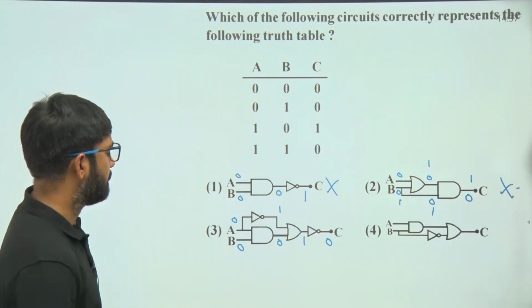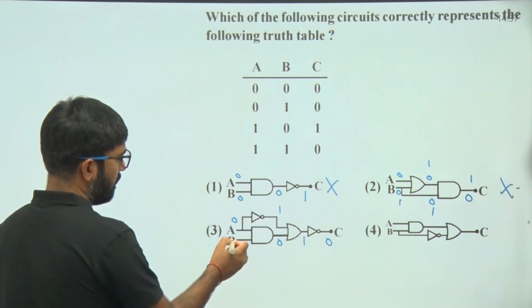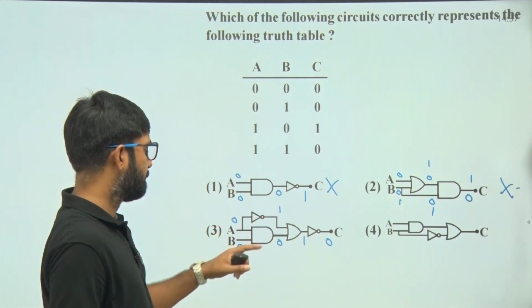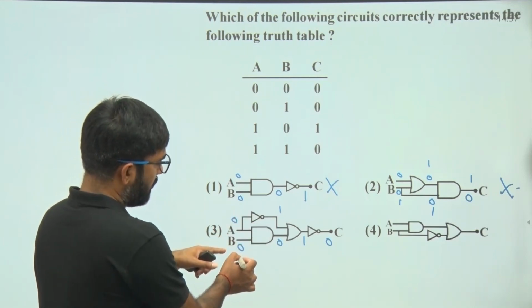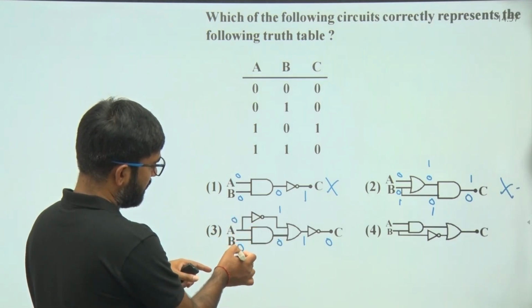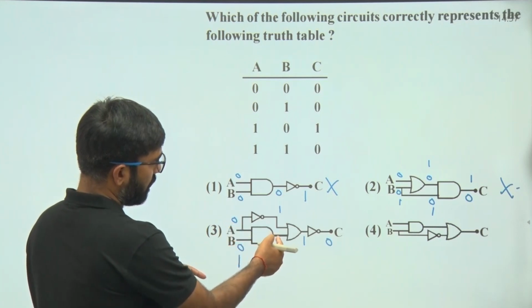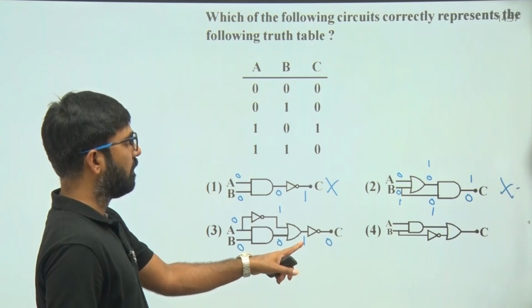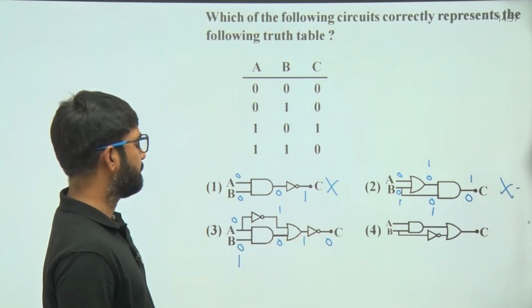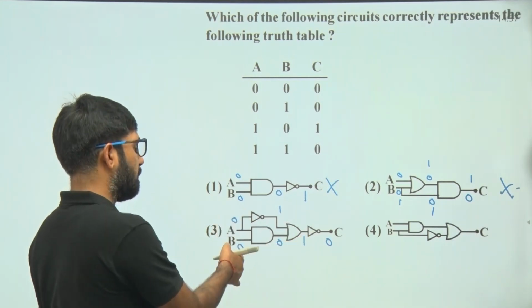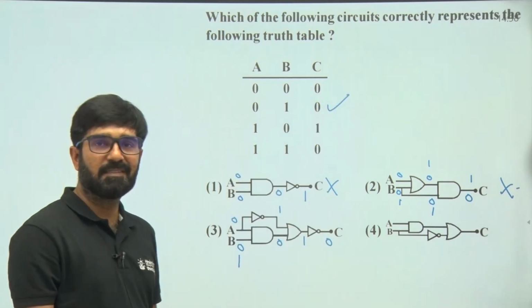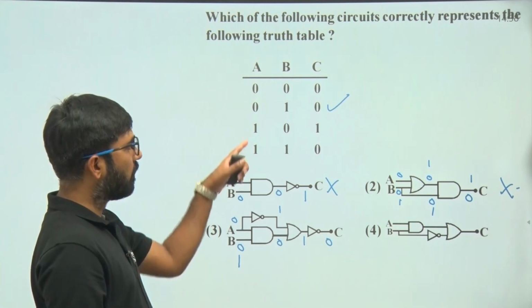Now check for the next. A is 0, B is 1. If A is 0, the output of the NOT gate is 1, the inverse of 0. B is 1, so 1 into 0 at the AND gate gives 0. At the OR gate, 1 plus 0 is 1. This is a NOT gate, so the inverse of 1 is 0. If A is 0 and B is 1, the output is again 0. This is again satisfied.